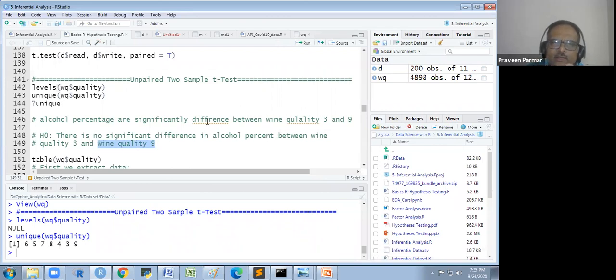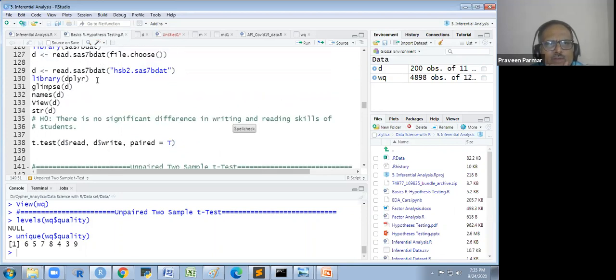Of the wine quality, there is only one column. We have the wine quality, and in that column we have all the values 3, 4, 5 and so on. So first we have to allocate those observations which are related to quality 3 and quality 9. Now we have to separate them.